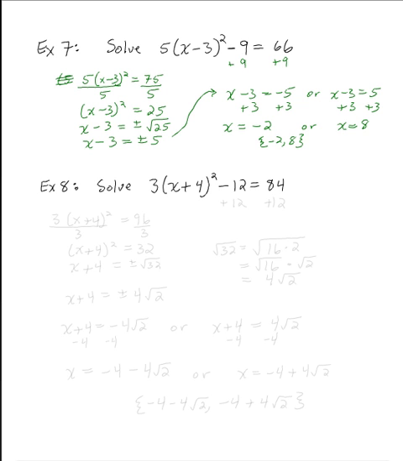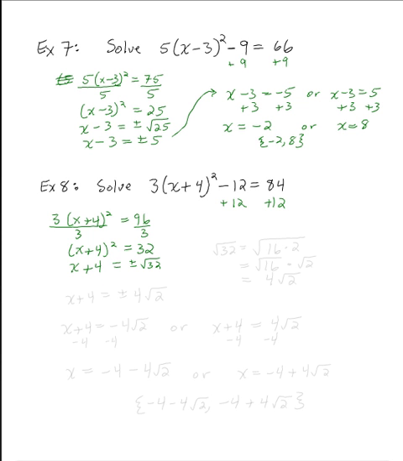Alright, in the last example, let's solve the equation 3 times the quantity x plus 4 squared minus 12 is equal to 84. Following the previous example, I'll add 12 to both sides to begin with. So now I would have 3 times the quantity x plus 4 squared is equal to 96. Dividing by 3, I have x plus 4 squared is equal to 32. Using square root, I have x plus 4 is the positive or negative square root of 32.